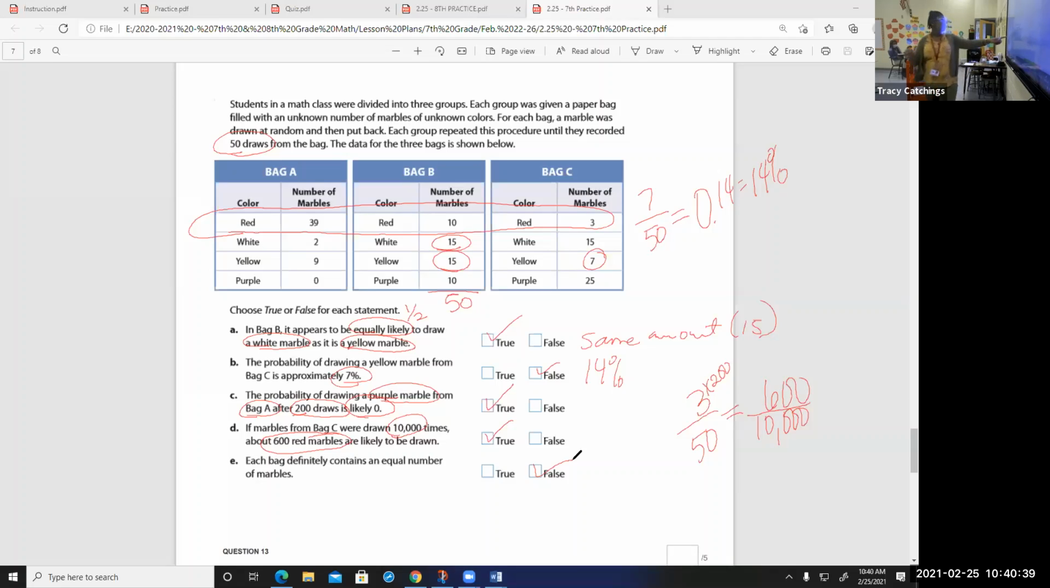So we did C. Oh, for C, say it was already 0. D, we did it over here. 3 over 50 equals 600 over 10,000. E is false because they don't have the same amount of marbles in each bag. Yes. We got it. I got it. You got it, Mikey? You sure?